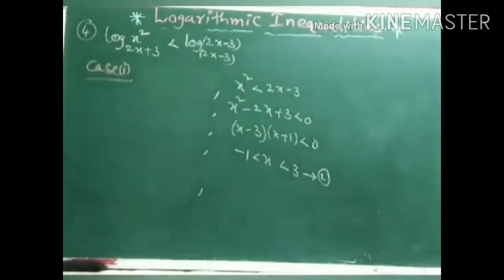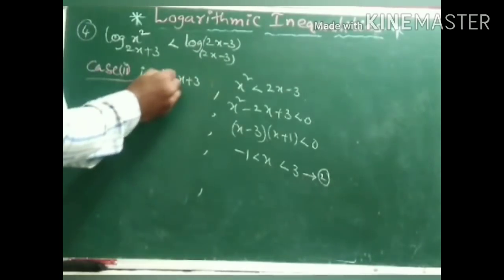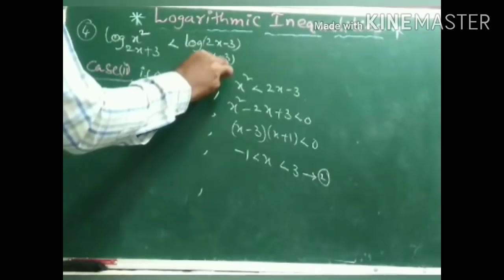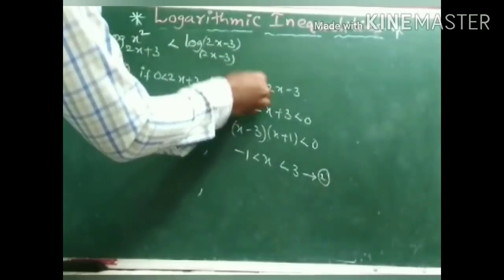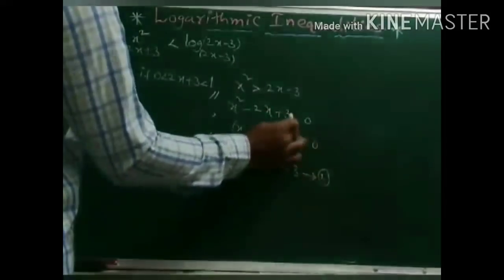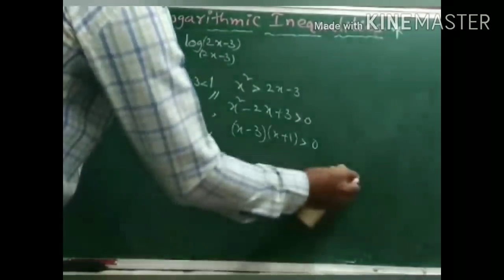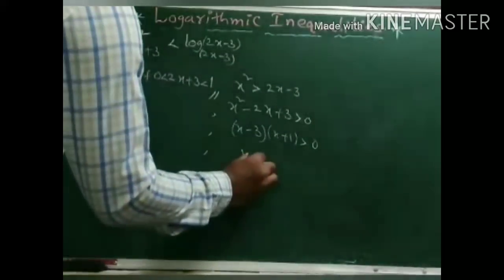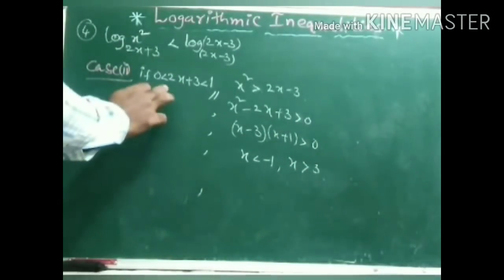So coming to case 2, earlier the base 2x plus 3 was greater than 1. Now the base can be between 0 and 1. If 2x plus 3 lies between 0 and 1, then what happens? x square is greater than 2x plus 3. The inequality gets changed. So instead of less than, we write greater than 0. Hence the solution will be x less than minus 1, x greater than 3. This is the solution. And please solve this one also.